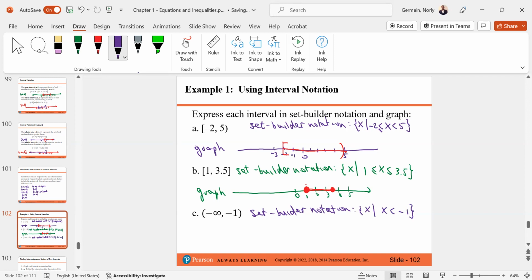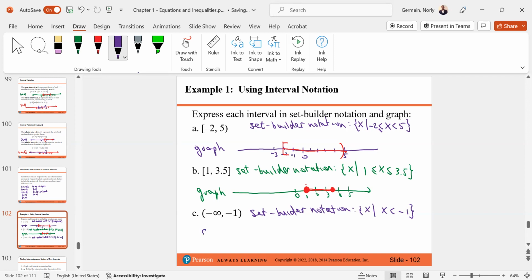When it's a closed interval, we said less than or equal to or greater than or equal to. When it's only an open interval, we use parentheses or only less than or greater than, okay?